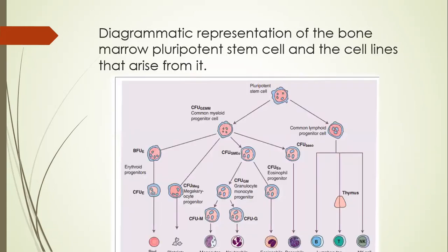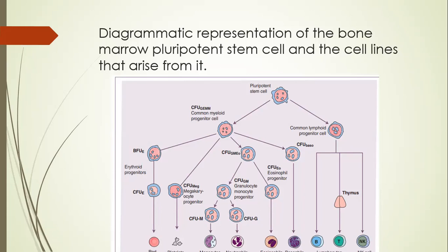So let's see this diagram. You can see a pluripotential stem cell, a pluripotent stem cell is forming the common myeloid progenitor cells and the common lymphoid progenitor cells. That will form the T lymphocyte cells, B lymphocytes, and NK cells, natural killers.